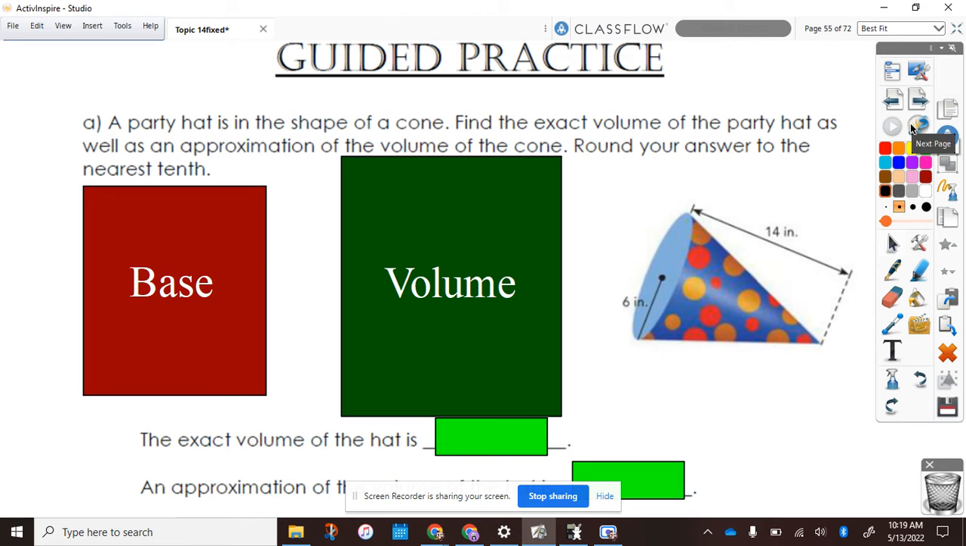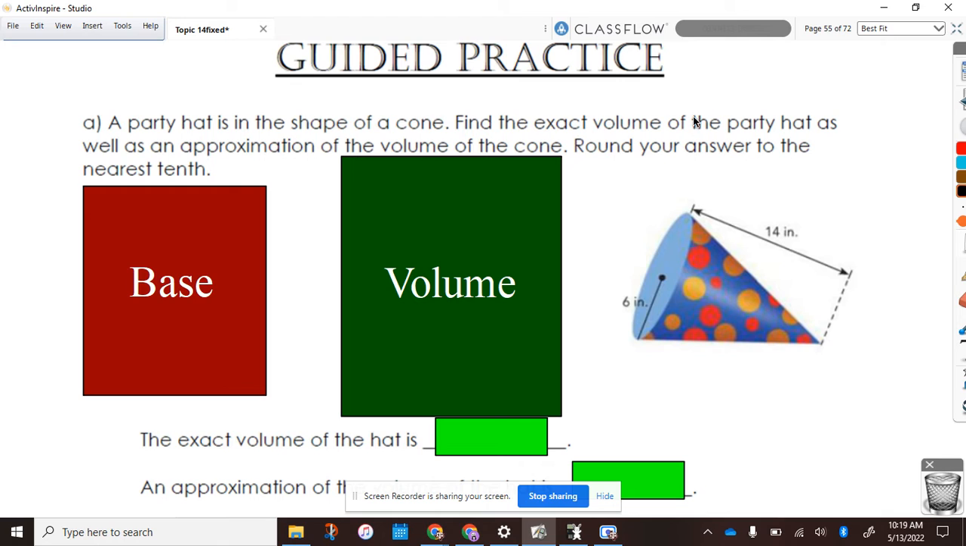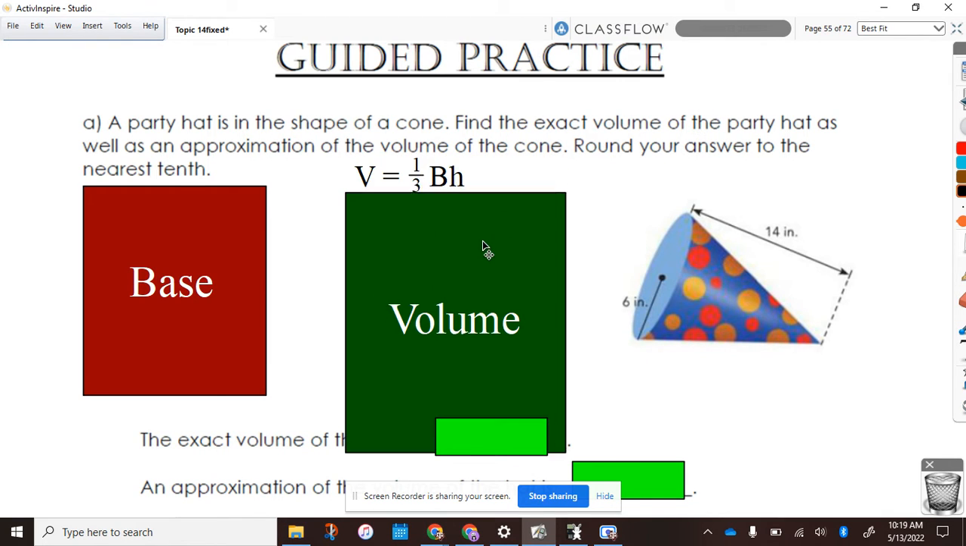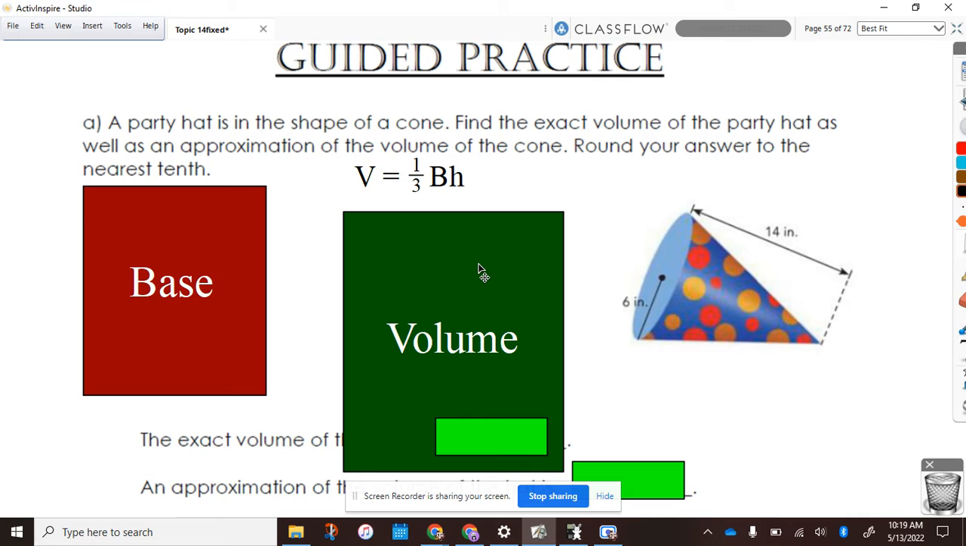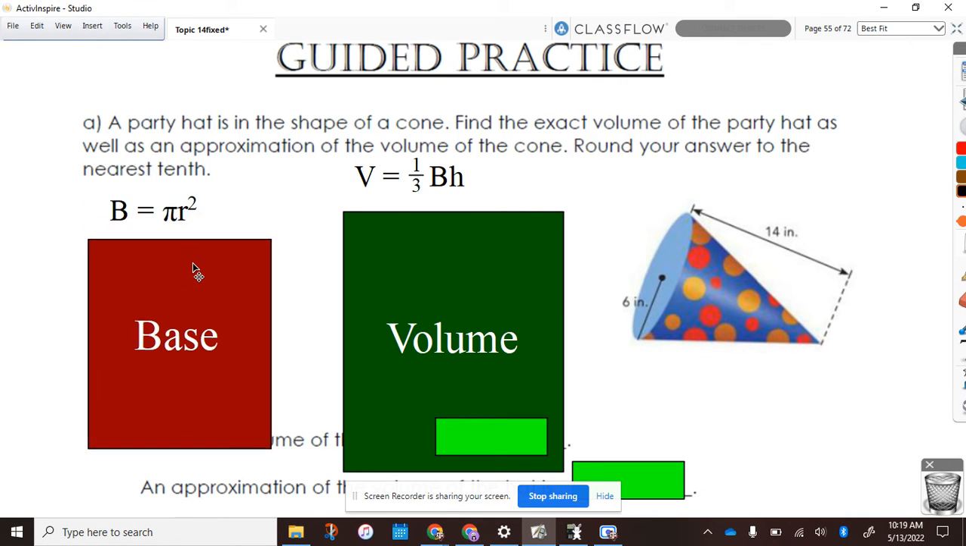All right, go on to this next one. A party hat is in the shape of a cone and wants us to find the volume of this party hat. All right, so we've got our formula for the volume, 1/3 capital B times H, and we know that capital B is always going to be pi r squared when you're dealing with a cone.